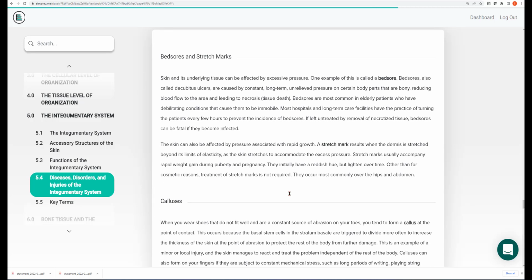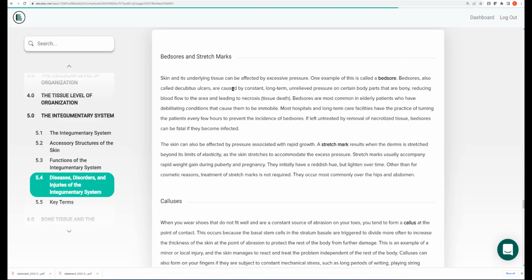Oh, I should say just a couple interesting things as well related to your skin. And that is bed sores and stretch marks and calluses. Again, these are all things we've probably heard of. A bed sore is also called a decubitus ulcer. And these ulcers are not uncommon in individuals who are bedridden.